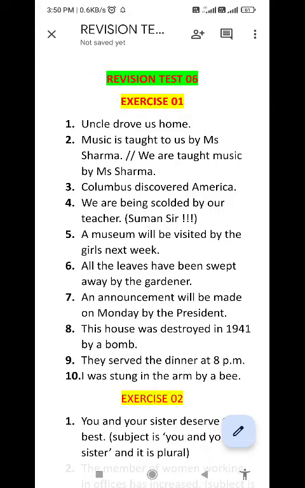So we are being scolded by our teacher. The object was us, I made it subject, I wrote there we are being. Why being? Because it was written that our teacher is scolding, so it was written in continuous. So if the active voice is in continuous, then in passive voice, the be verb will also be written in continuous. So I have written there we are being scolded by our teacher.